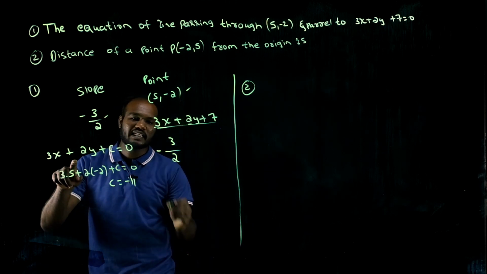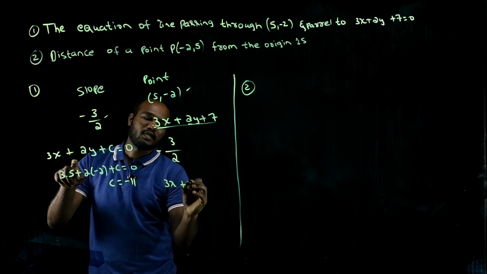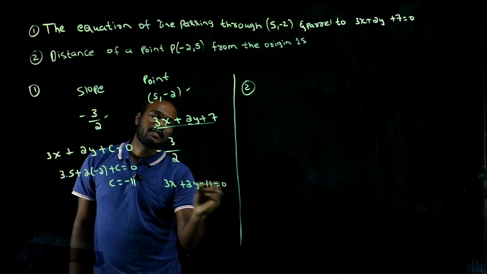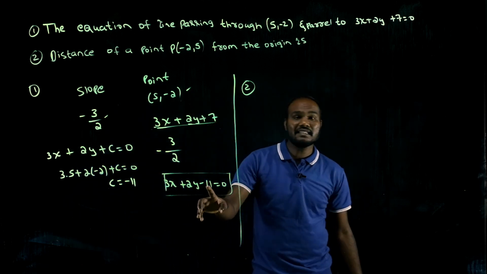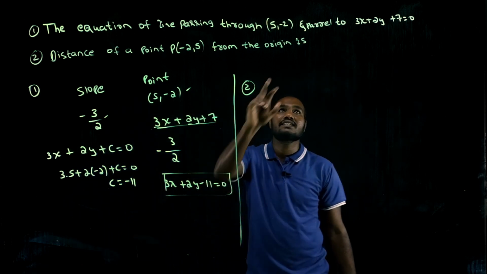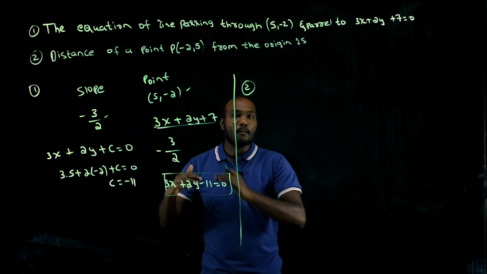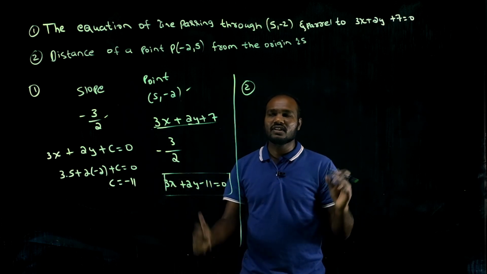So I have to resubstitute into the equation. So 3x plus 2y minus 11 equal to 0. This is the line equation: 3x plus 2y minus 11 equal to 0. We made an entire video just dedicated to this. Please go and check it. You will have more clarity. Okay, it's just a revision kind of thing.